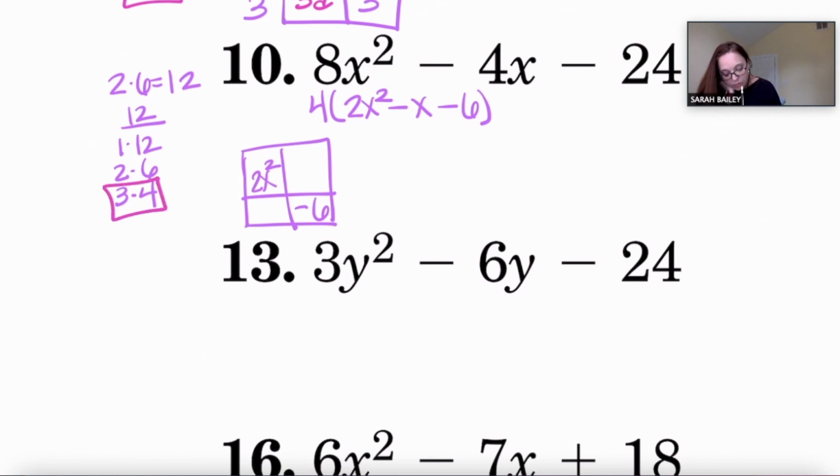Okay, so it had to be the 3 and the 4. And be careful, they need to multiply and give me negative. So 3 plus -4 would be -1. And then a negative times a positive is a negative. So that'll work.